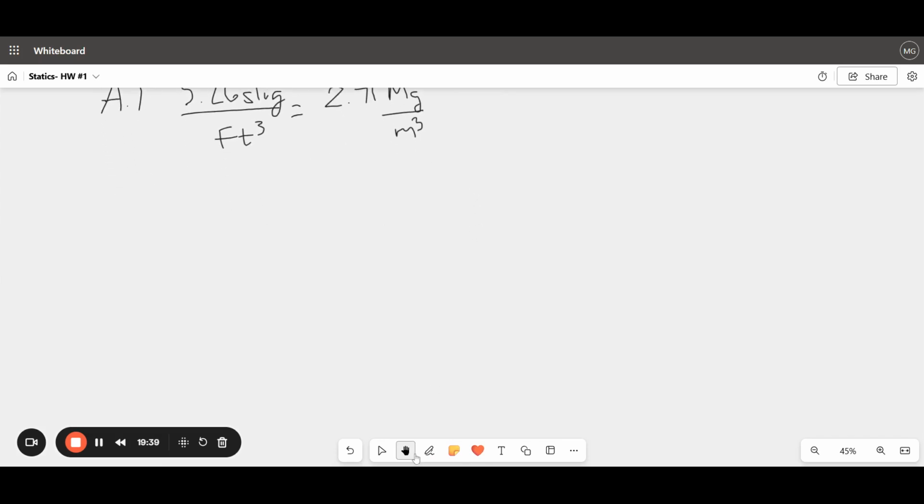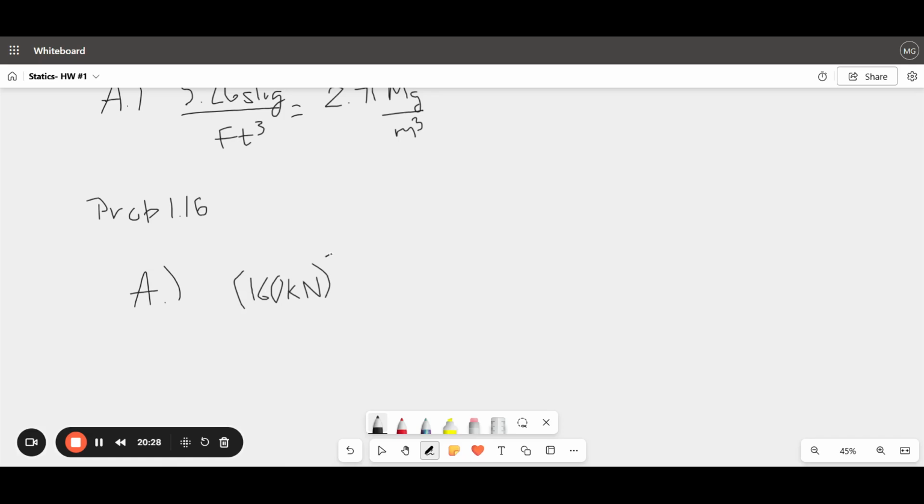So now I'm going to problem 1.16. So this part is kind of going to go into doing unit conversions, but only in metric conversions. So I'm going to explain it as I go through. So I was given 160 kilonewtons squared.